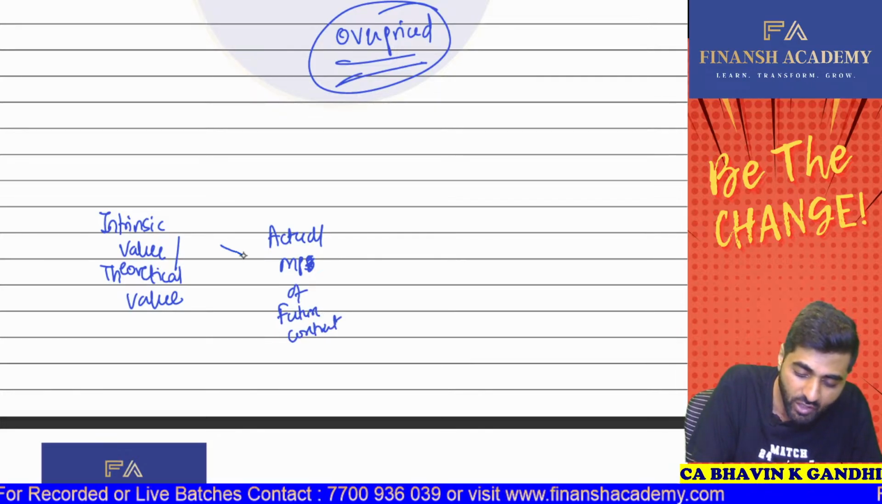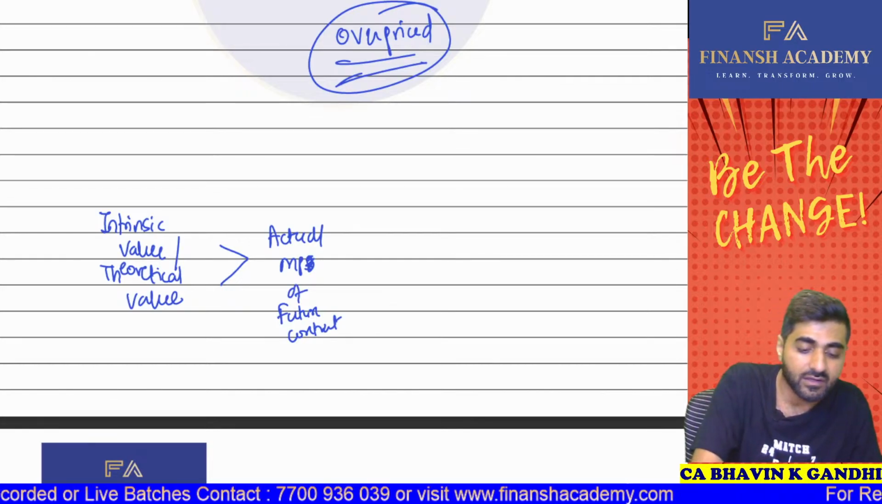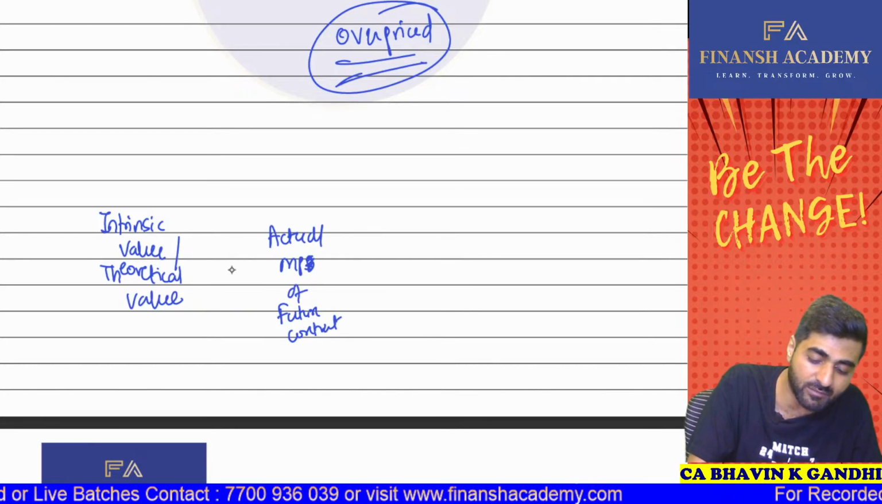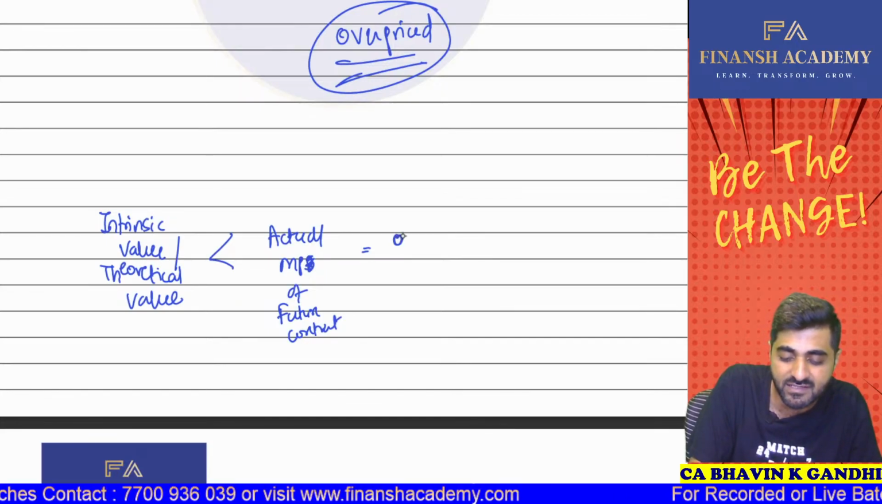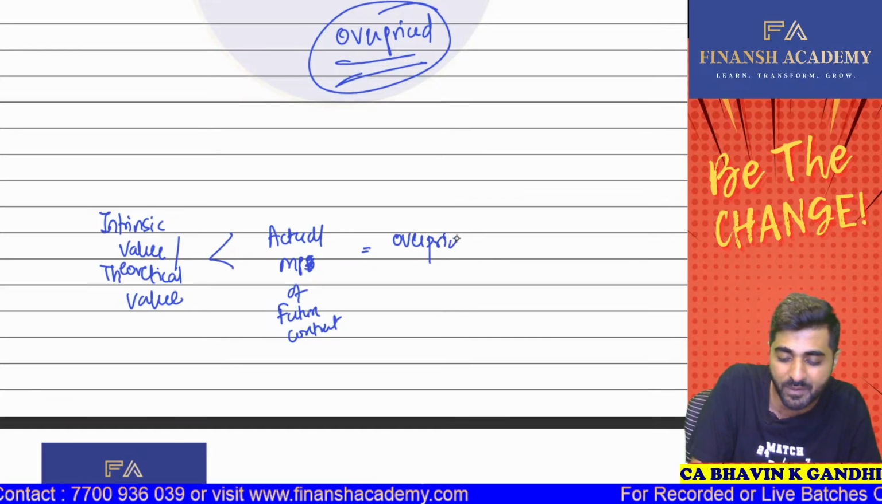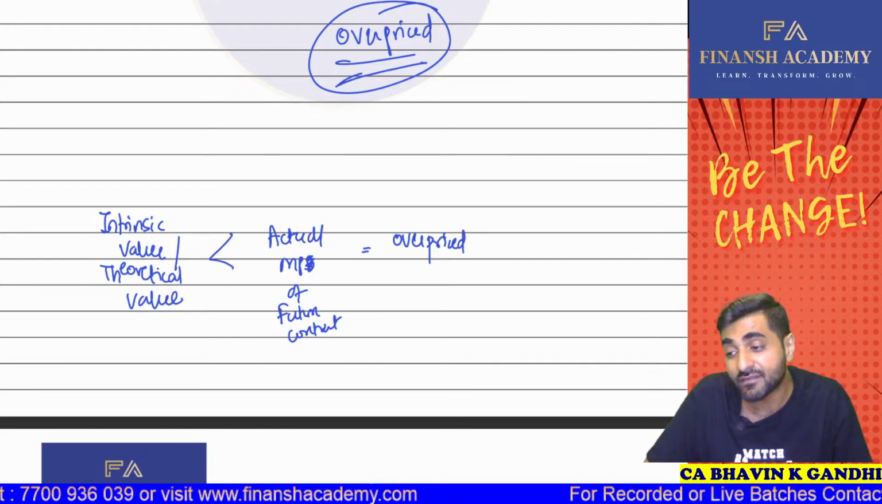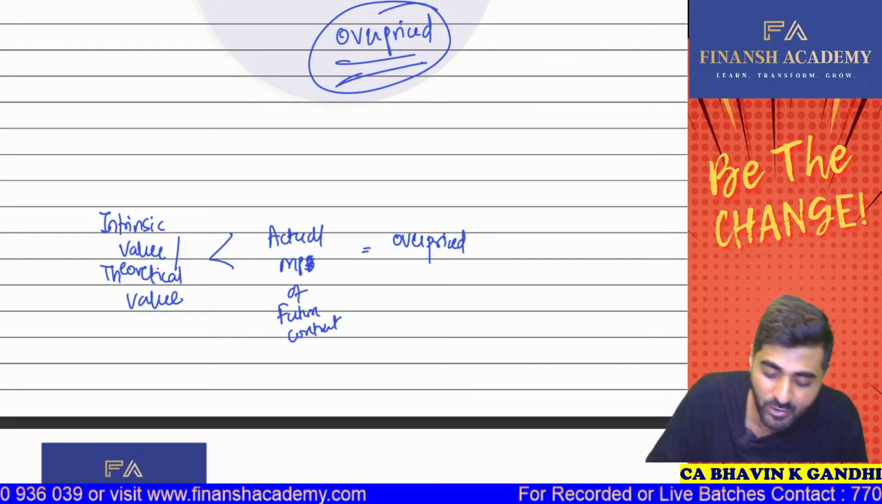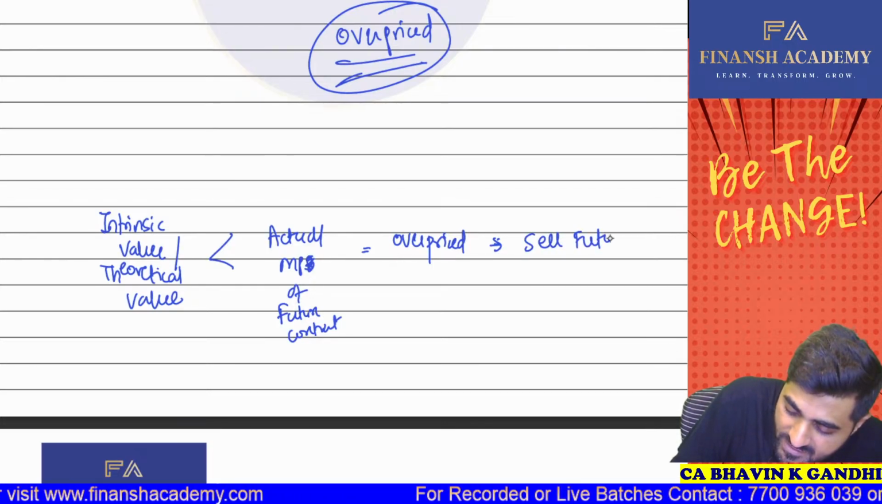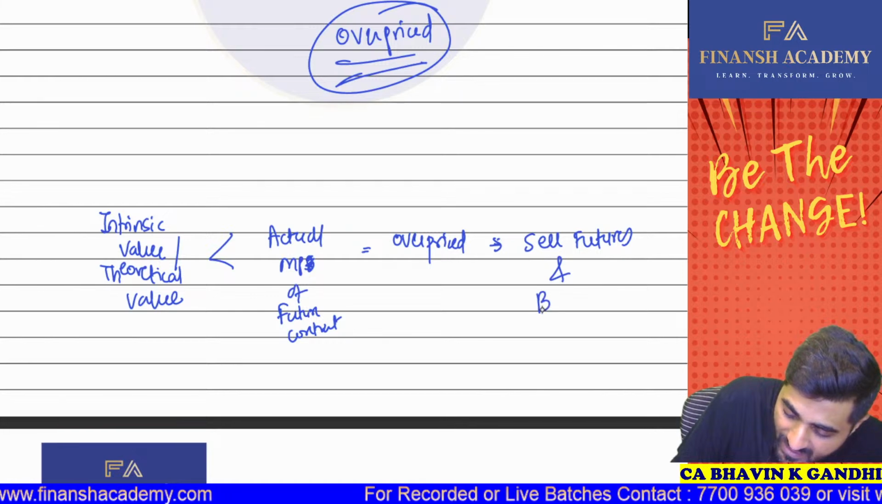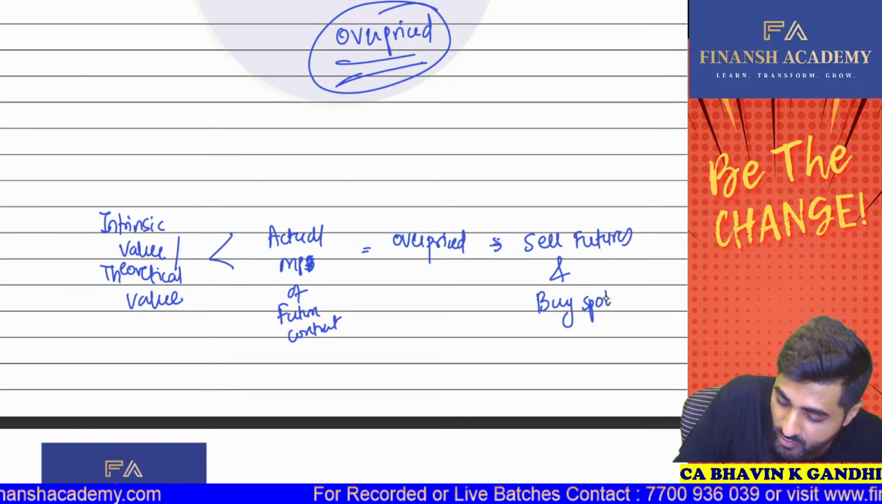Now, my dear students, when the actual market price is greater, then we will say that the contracts are overpriced. And if it is overpriced, what do you do with it? Then we will sell futures and buy spot. That's what you are going to do.